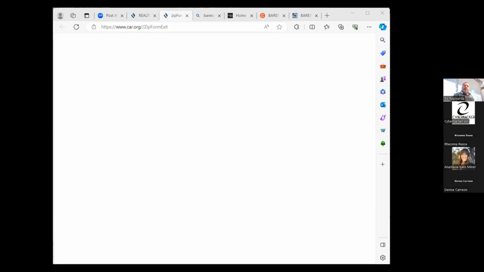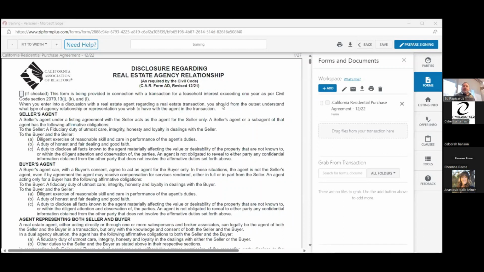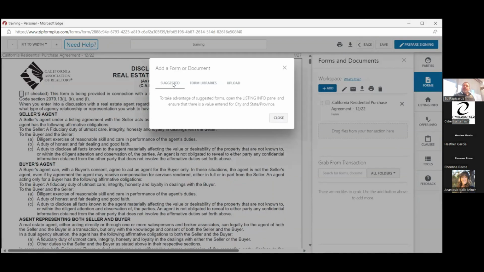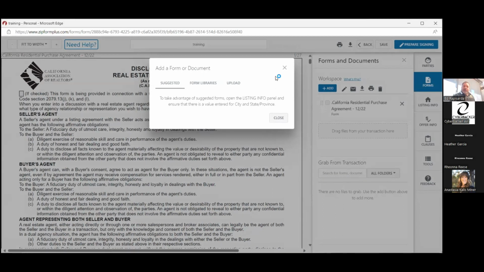Are we supposed to see something? Sorry, Ed. I don't think I'm seeing anything. I don't know if anybody else is. I see a blank white screen. Well, thank you for saying that. Let's go back to here. Can you see this? Can you see the purchase agreement? Yes. Okay. Now, can you see where my cursor's over add? Yes. You guys see add a form or document? Yes, we see that.